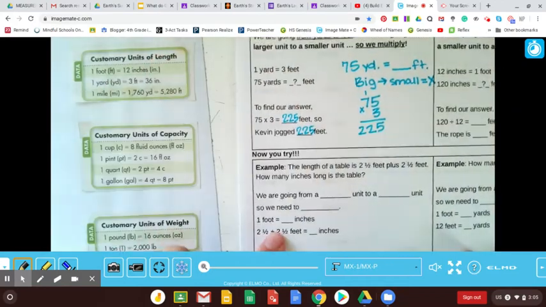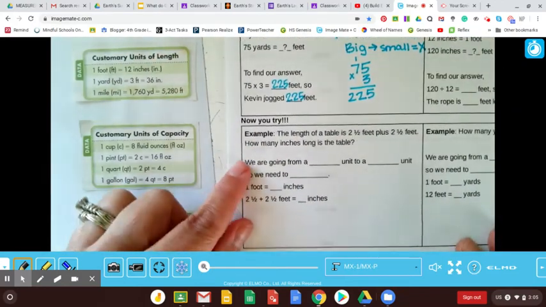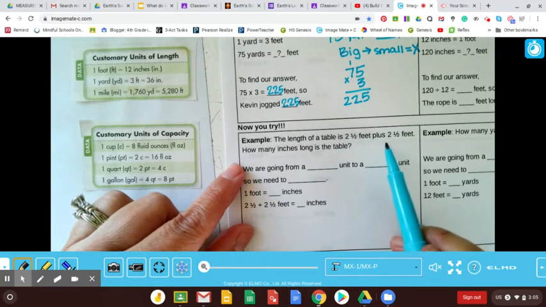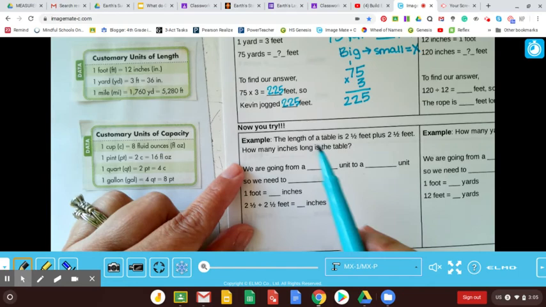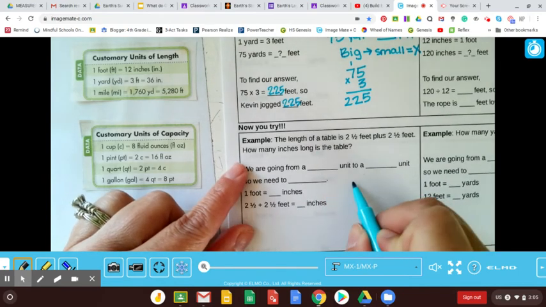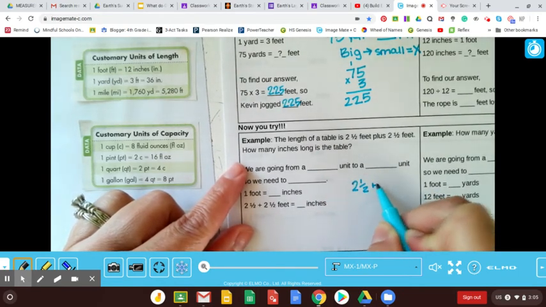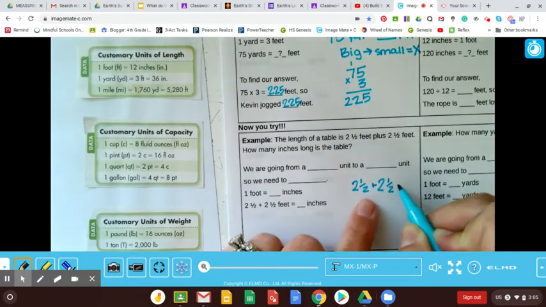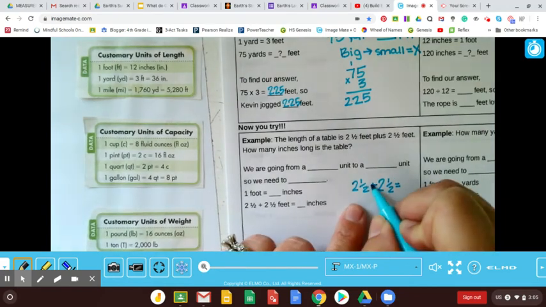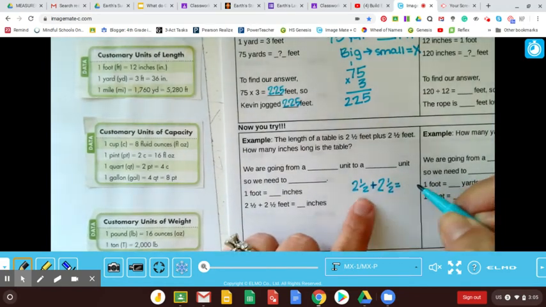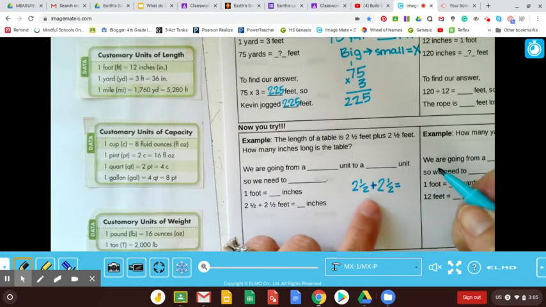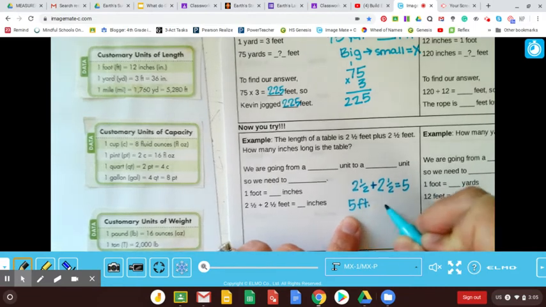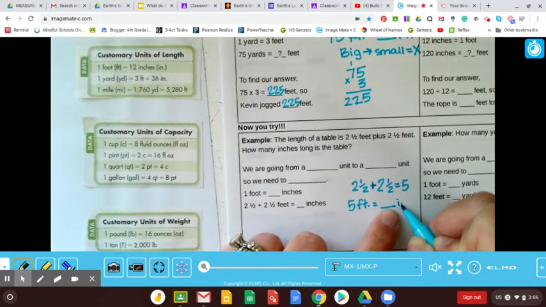Actually, let's go down. I think we're going to go down first. Let's try it now with our multiplying. So the length of a table is 2.5 feet plus 2.5 feet. How many inches is the table? So to find that, I always like to just rewrite it. 2.5 plus 2.5. And what are we going to get? Let's just do the math quickly here, right? If we have 2 plus 2, that's 4, and a half plus a half is 1. So 2.5 plus 2.5 would be 5. So we have 5 feet equals blank inches.